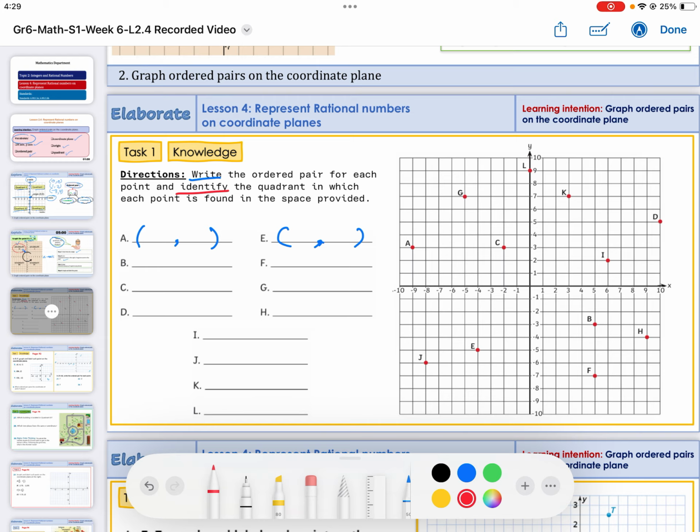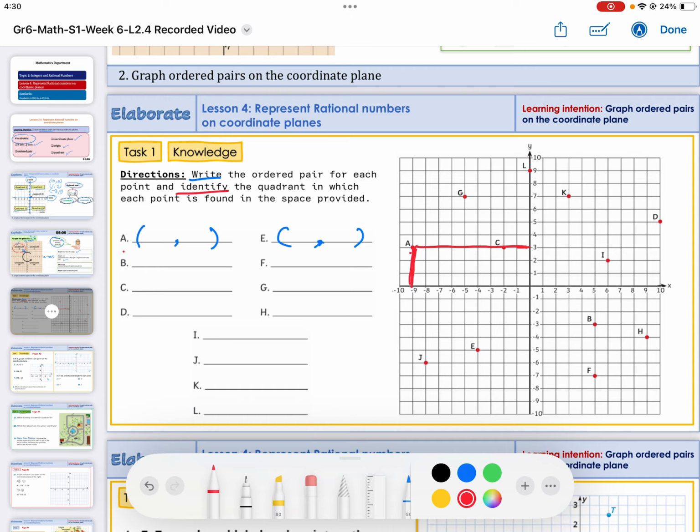Again, you are going to write the ordered pair and then you will be identifying the quadrant. So let's start with point A. So you go to the coordinate plane, you find point A, that's my point. Now, I'm going to see where my point A is located, what's the x coordinate for point A, and what's my y coordinate. So the easiest way to do it, guys, is for you to draw a line connecting A to the x-axis and draw a line connecting A to the y-axis.